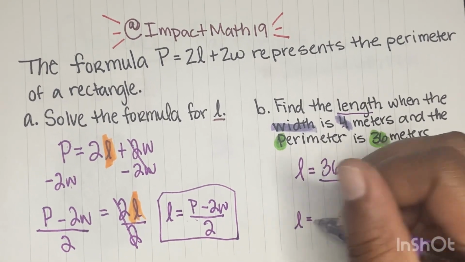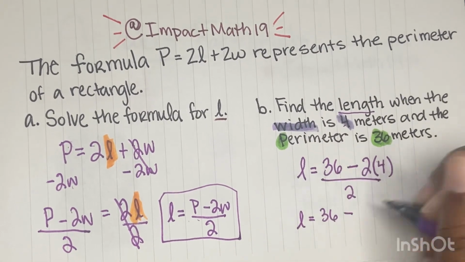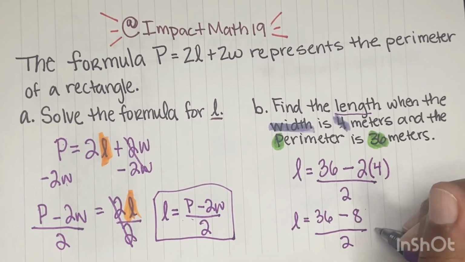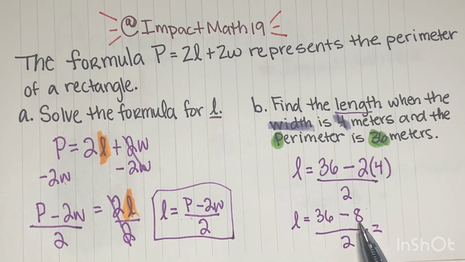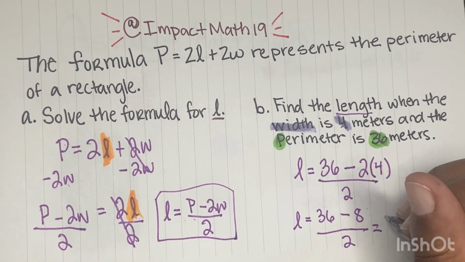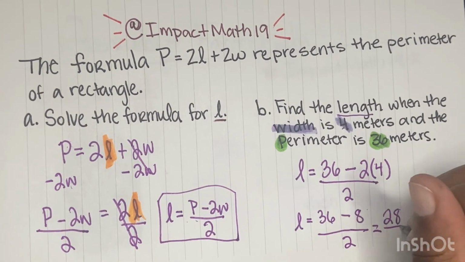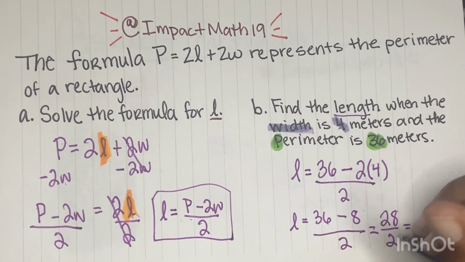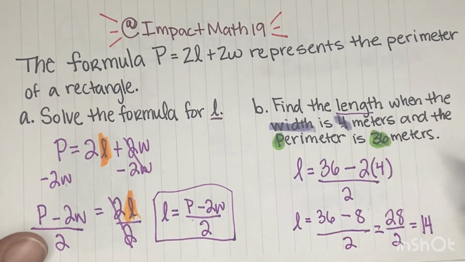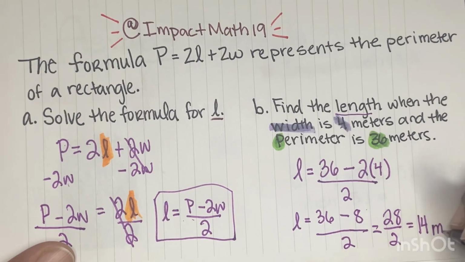So L equals 36 minus 2 times 4 is 8, over 2. And then 36 minus 8. So if we do 36 minus 6, that's 30, minus 2 more, it's going to be 28 divided by 2. And then half of 28 is 14. And so our length is 14 meters.